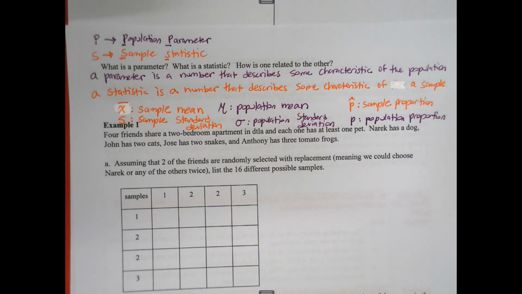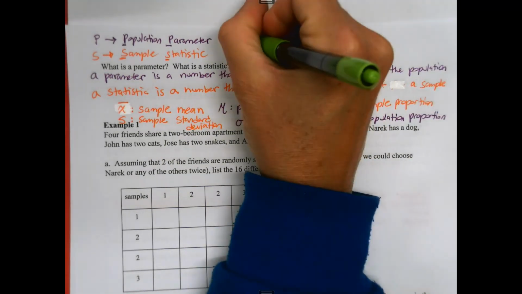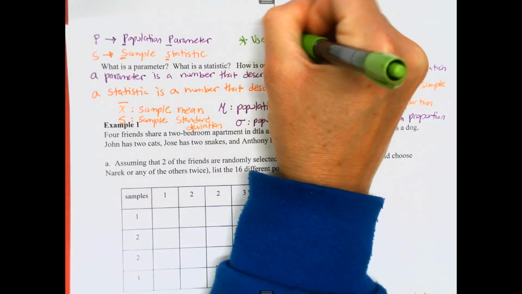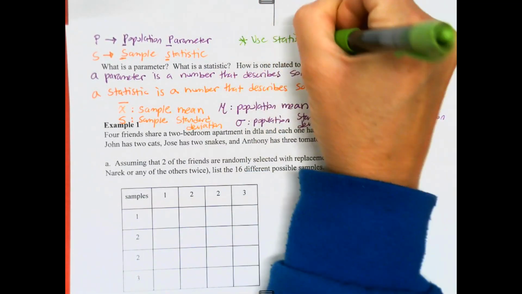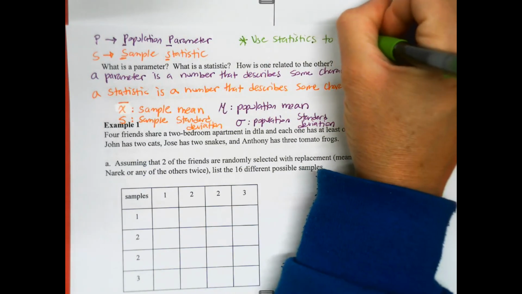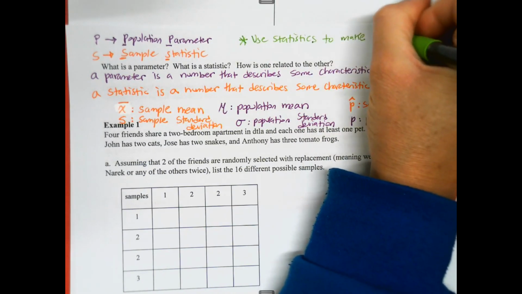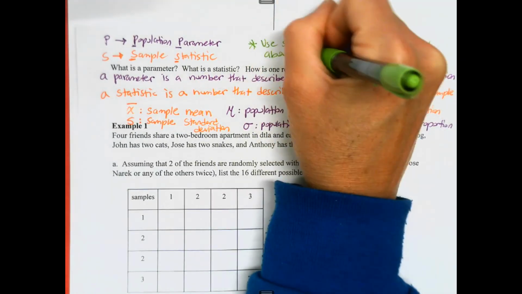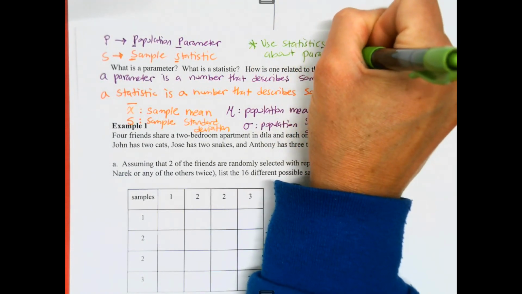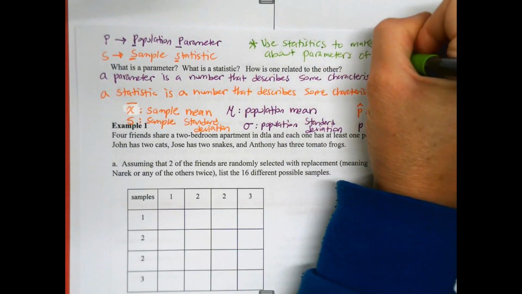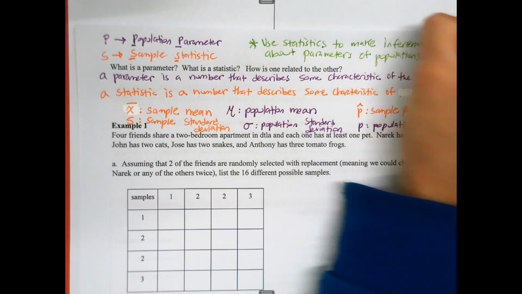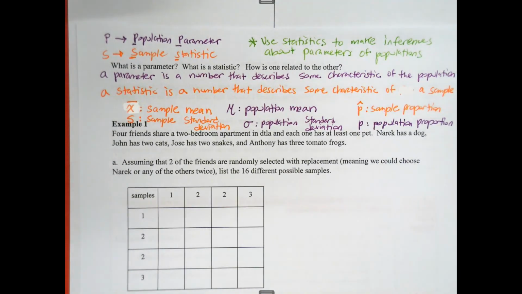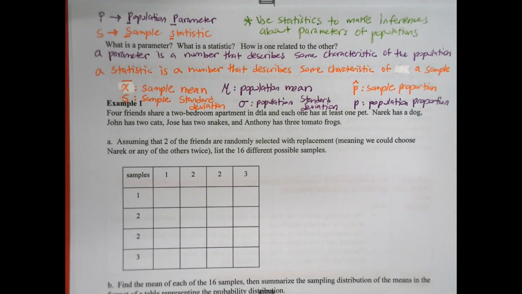How are parameters and statistics related to each other? Well, we use statistics to make inferences about parameters of populations. And we're going to see which ones we can use and which ones we don't have the ability to use.